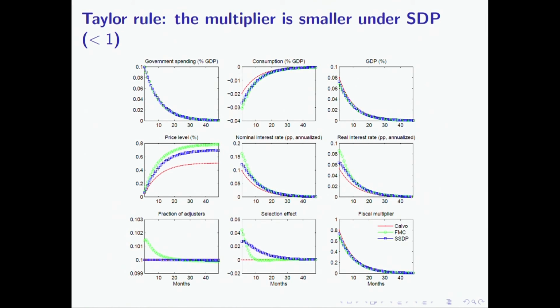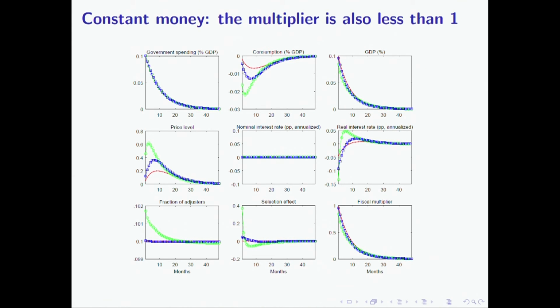In fact, if you look here at the fiscal multiplier, it is always below 1. And the more state dependence you have, the more you move from the red line towards the green line, the smaller is the multiplier. So more flexibility, smaller multiplier. That's the first result. Now, as an aside, if monetary policy is such that money is held constant, the multiplier is also less than 1. You can see this again here, where the three lines represent the three different models: Calvo, smoothly state dependent, and fixed menu cost. And again, as you move towards more state dependence, you move towards a smaller multiplier.